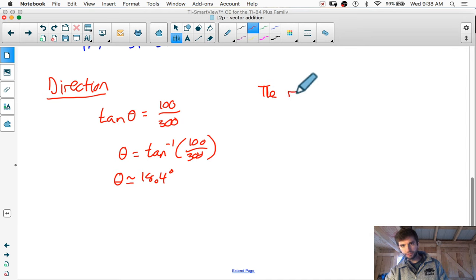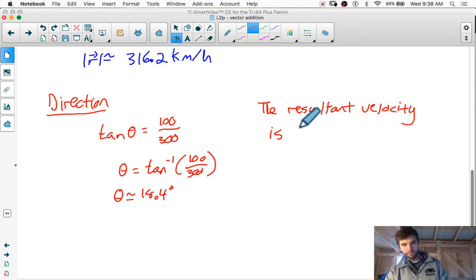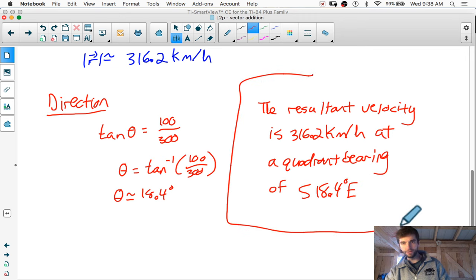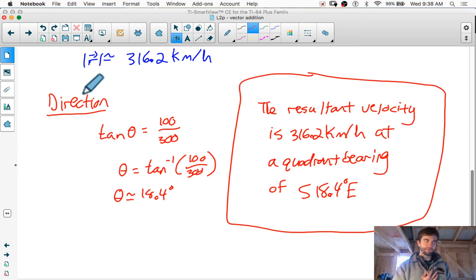So our final answer, we could say the resultant velocity is 316.2 kilometers per hour at a quadrant bearing of south 18.4 degrees east. So this would be the final answer to the question where it asked us for the velocity of the resultant.